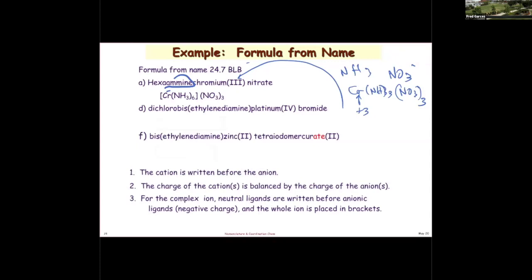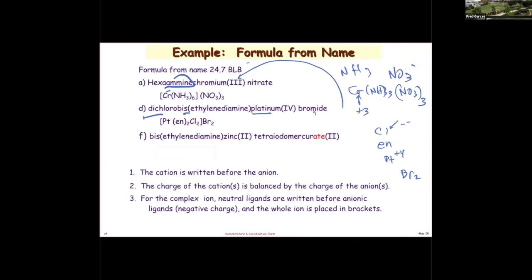Here, dichlorobisethylene diamine. So there's 2 chlorides here, and there's an ethylene diamine, and then there's a platinum, that's 4. Chlorines are -1 apiece, and there's 2 of these. So that means there's 2 bromides, because ethylene diamines are neutral ligands. So that's what we see. Platinum, ethylene, diamine 2, chlorides 2. That's going to be in bracket because that's your cation. And then you have 2 bromides. It's got to be electrically neutral.